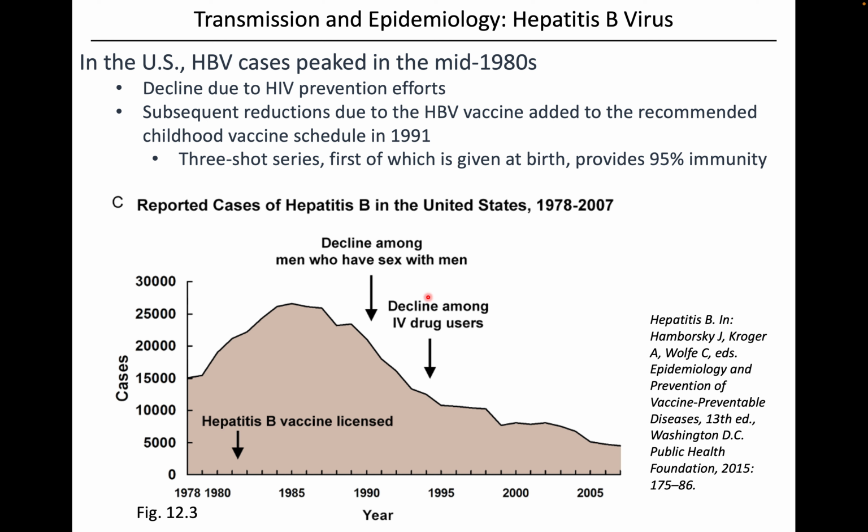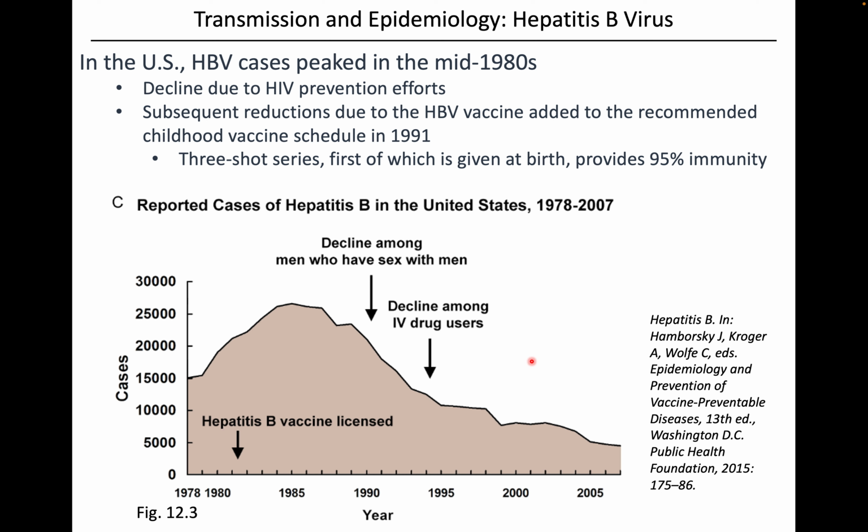So I mentioned there is a vaccine available, and because of that, we have seen a decline in hepatitis B cases. So you can see the number of cases here peaked in about the mid-80s and have been steadily declining since. And we think some of that may have been due just to HIV prevention efforts as well, because as we said, right, very similar mode of transmission.